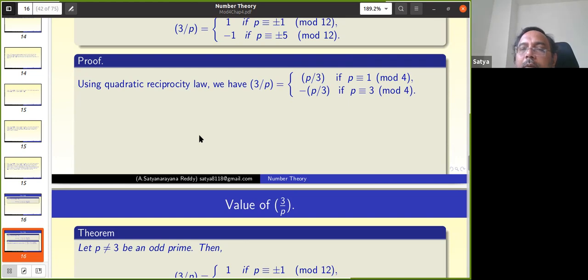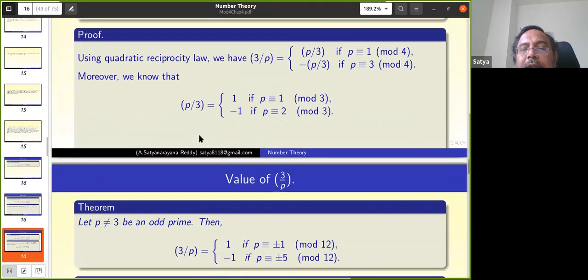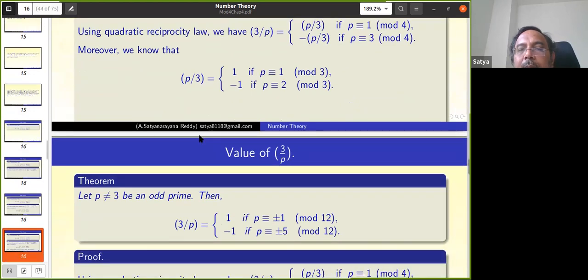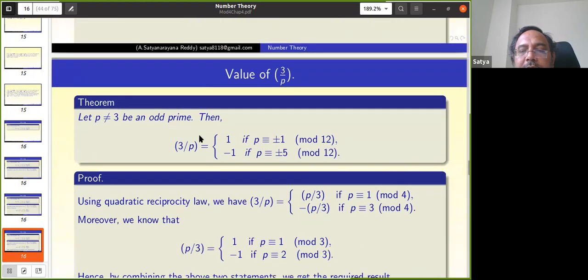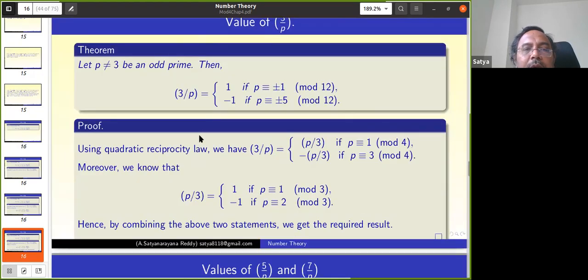That is okay. Now, what do we want to compute? (p/3) only. That is easy because 3 is a small prime. So we know that (p/3) equals 1 if p is congruent to 1 mod 3, otherwise minus 1. Right. If we divide p by 3, then the only remainders are 1 and 2. Right. Now we need to combine both by the Chinese remainder theorem. If you combine both of them, you'll get it. So this result is now easy by the Chinese remainder theorem. I did not write the Chinese remainder theorem. Is it okay? Is it clear?